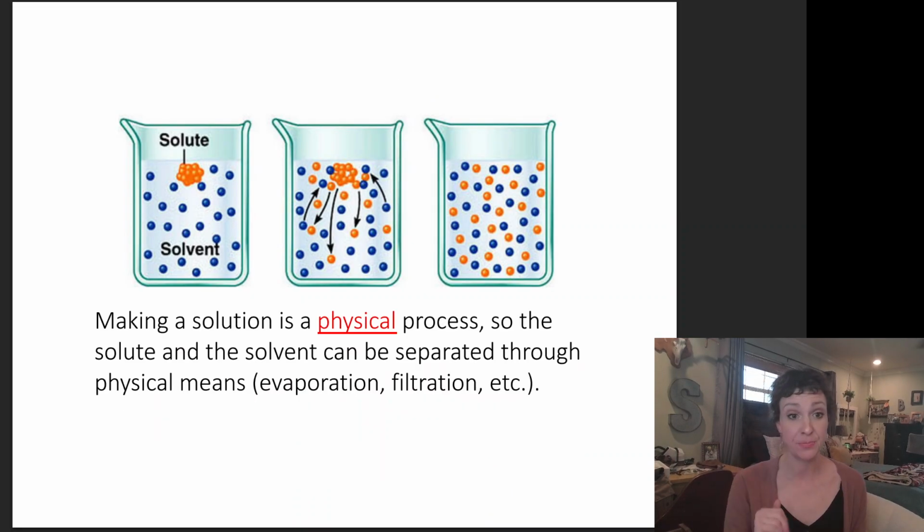Okay, as I mentioned before, making a solution is a physical process. Because it's a physical process, I can actually separate my solute and my solvent away from each other by physical means, like evaporating my water off to reveal the solute left behind, filtering my solute through a filter paper, any of these physical methods of separation that we've talked about before.